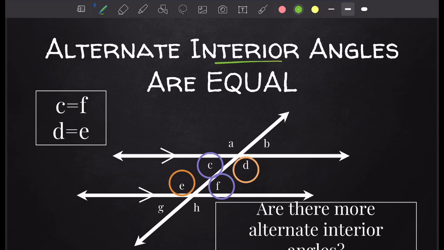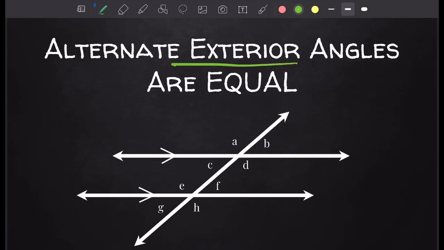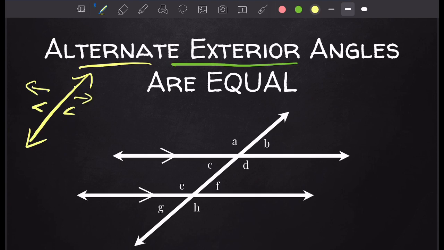So if we have interior, therefore, we have the opposite, which is exterior. Okay? So we said alternate means on either side of the transversal line. So one needs to be at the left, the other needs to be at the right. Now, exterior. If interior means in between the parallel lines, exterior means outside the parallel lines. So we are looking at angles A, B, G, and H. Okay? So, let's look at this one.